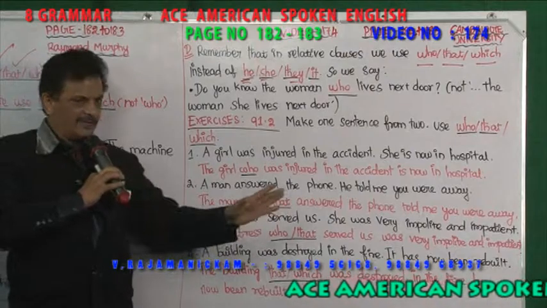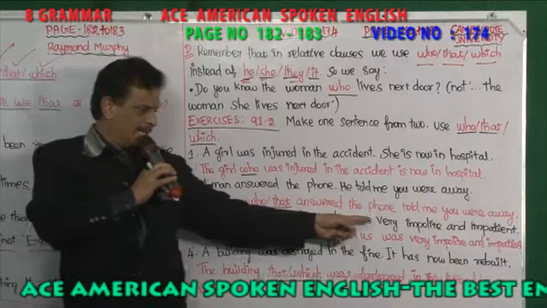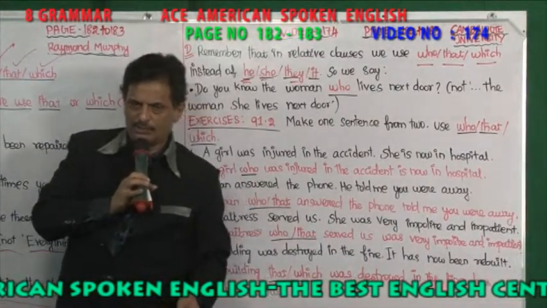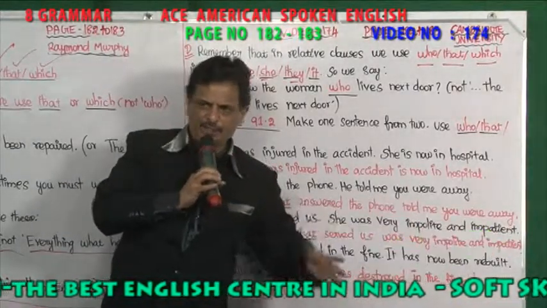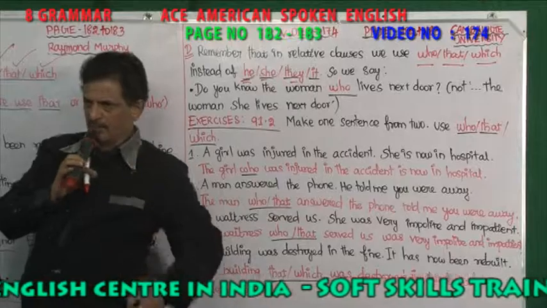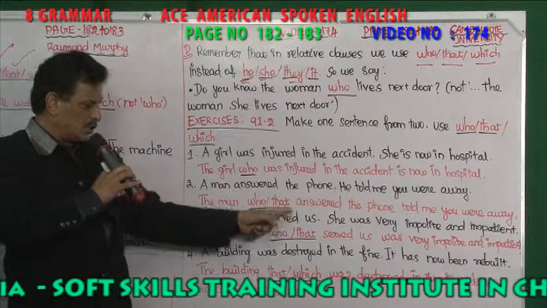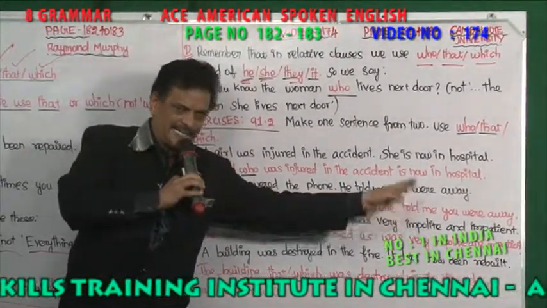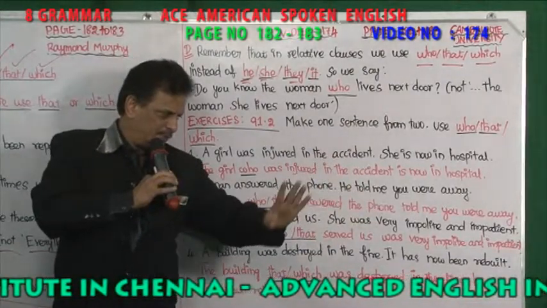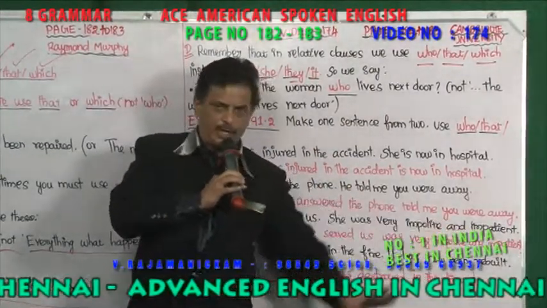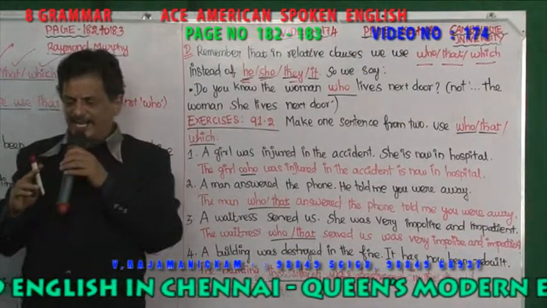A waitress served us in a hotel. She was very impolite. Impolite means what? Always shouting. There's no politeness in her actions and speech. And impatient. She is not patient. So the waitress who served us was very impolite and impatient. You can say like that: the waitress that served us was very impolite and impatient.